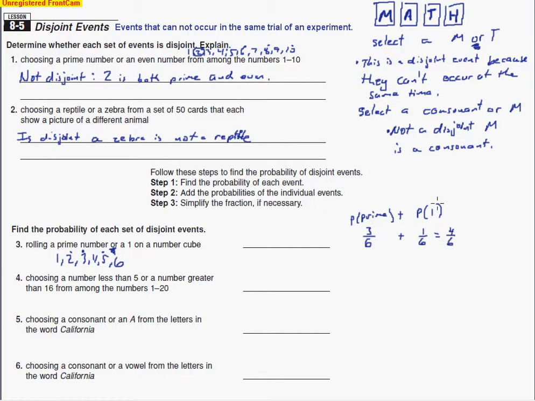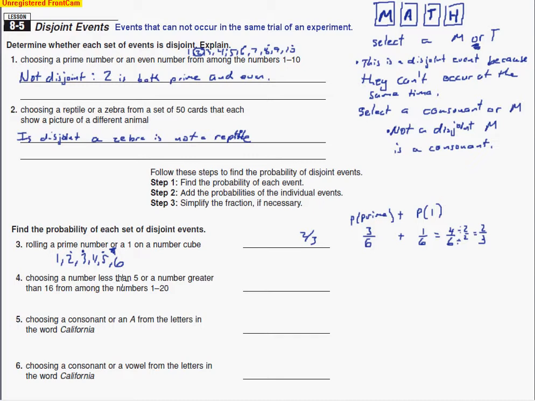So again, it's really important to understand that it's only a disjoint event when the two items are not the same, like, for instance, a zebra is not a reptile, or an alligator is not a mammal. We've got two different things there. So we have to make sure that we have disjoint events before we try to add the probabilities together. Once we add them, we can reduce the fraction and take out that common factor of 2, and we're left with 2 over 3, and that would be our answer. So 2/3 of the time, we're either going to roll a prime number or a 1.